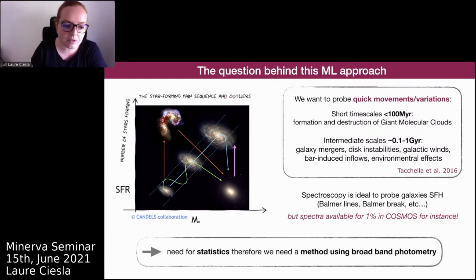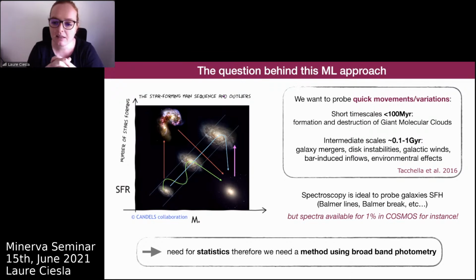So what I want is to distinguish between all these evolutionary paths. These are short time scale movements, below 100 mega years. This could be due to the formation and destruction of a giant molecular cloud.